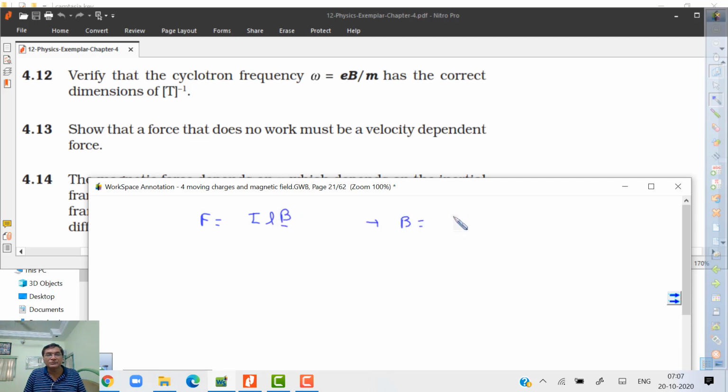તો બી ની ડાયમેન્શનલ ફોર્મ્યુલા મારે જોતી હોય તો શું થાય? F upon I L. ફોર્મ્યુલા પરથી યાદ રાખવું બહુ સરળ પડે. So if you know that m1 l1 t minus 2. This is current, means charge upon time. So q upon t, l એટલે કે l1. This is cancel out. તો મારી પાસે શું આવશે?